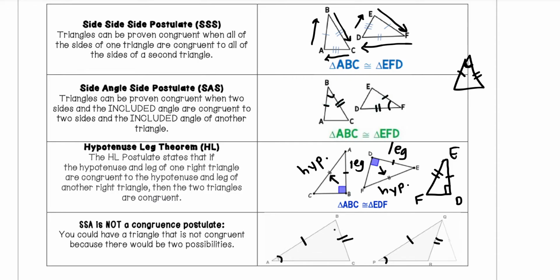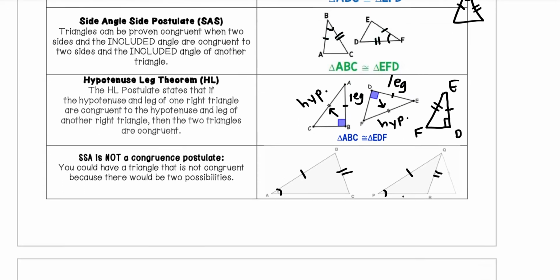Because you're not dealing with that included angle, that's why side-side-angle would not be a postulate to tell us that these triangles are congruent, because it's not going to guarantee that angle B or angle Q are going to be congruent to each other as well. So we need that included angle when we talk about side-angle-side, and we would not have side-side-angle as one of the reasons.